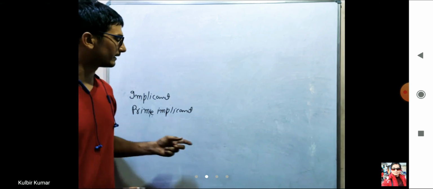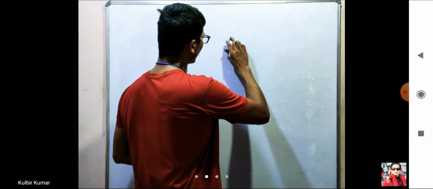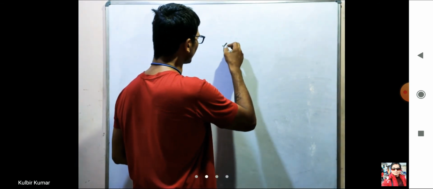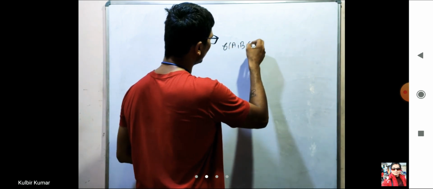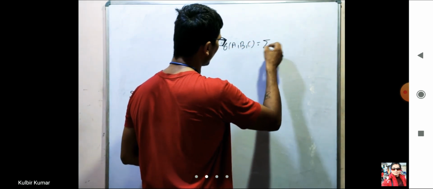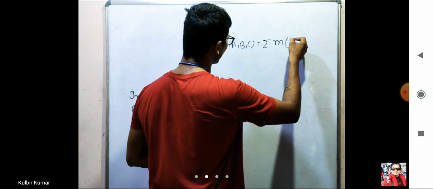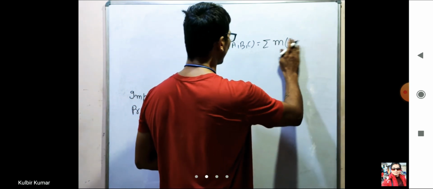Okay, so let us clear these definitions. I'm just going to take a 4 variable function. So let us take it is f of a, b, c, and you can write down it is summation of mean terms. Let us take 0. Okay, later I will fill this thing.